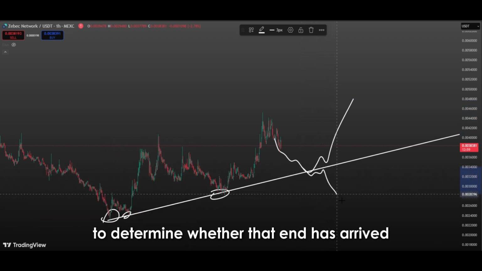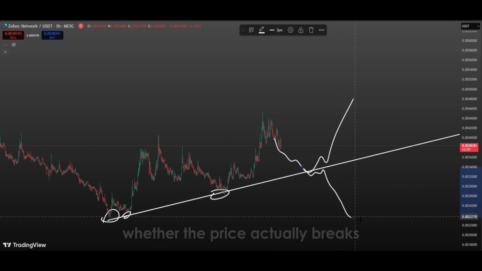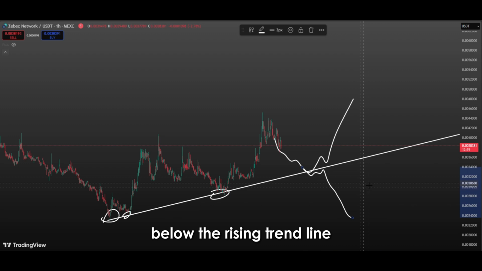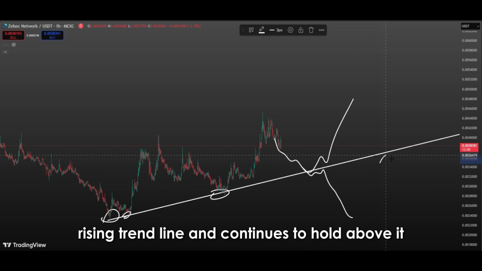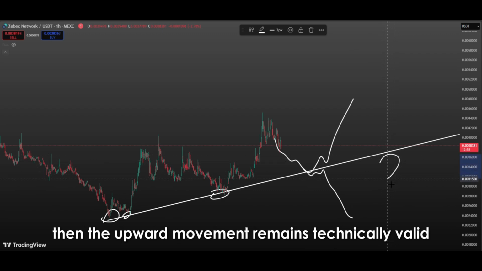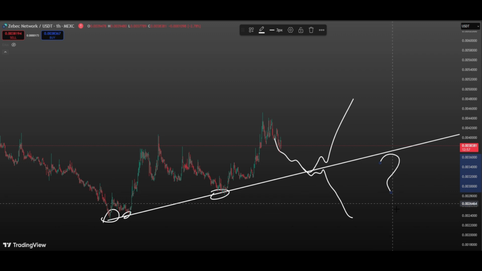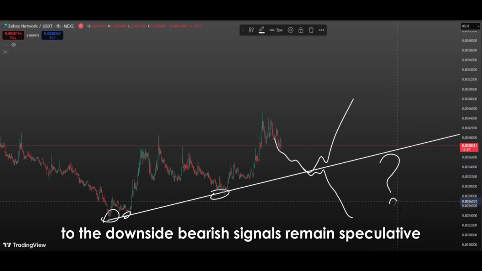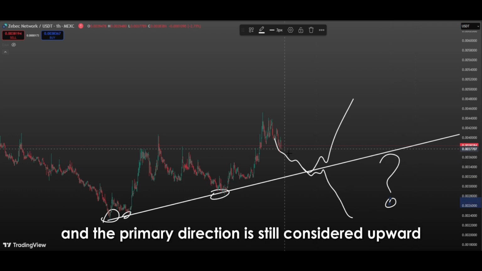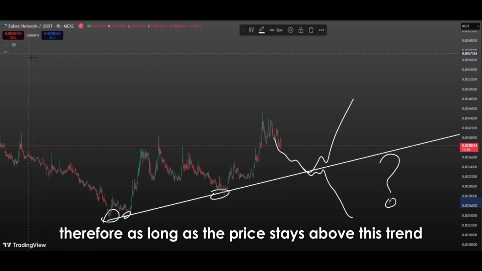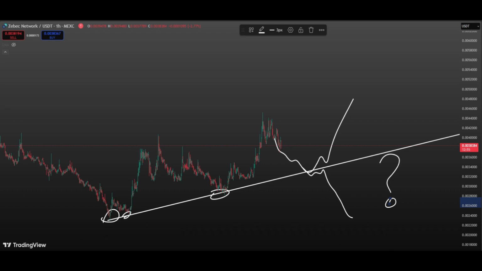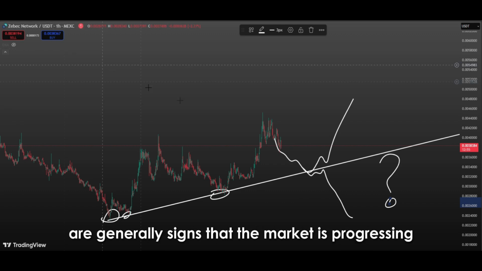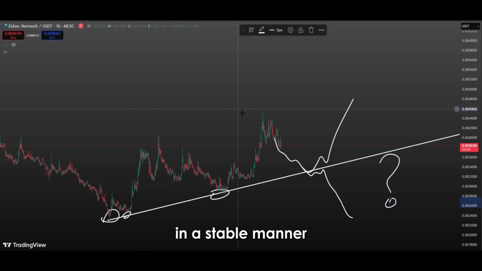To determine whether that end has arrived, we need to watch carefully whether the price actually breaks below the rising trend line. If the price does not fall below this key rising trend line and continues to hold above it, then the upward movement remains technically valid. As long as the trend line is not broken to the downside, bearish signals remain speculative, and the primary direction is still considered upward. Therefore, as long as the price stays above this trend, there is no reason for investors to panic. Such rising trend structures are generally signs that the market is progressing in a stable manner.